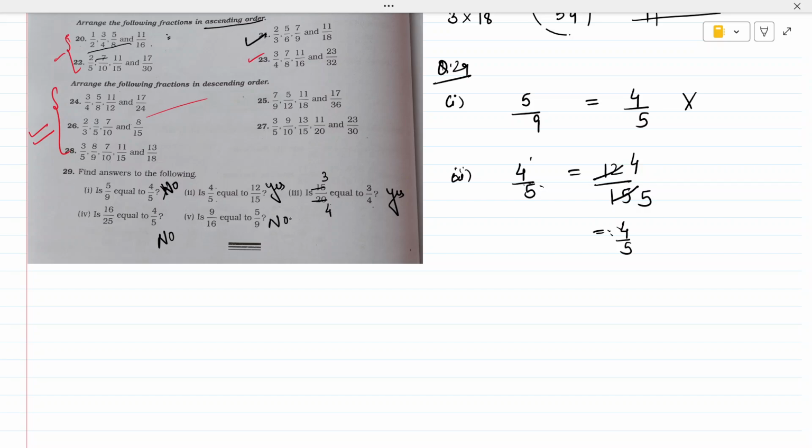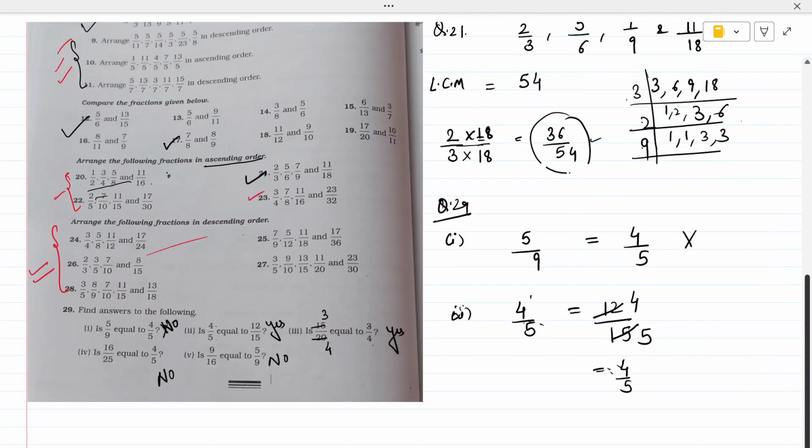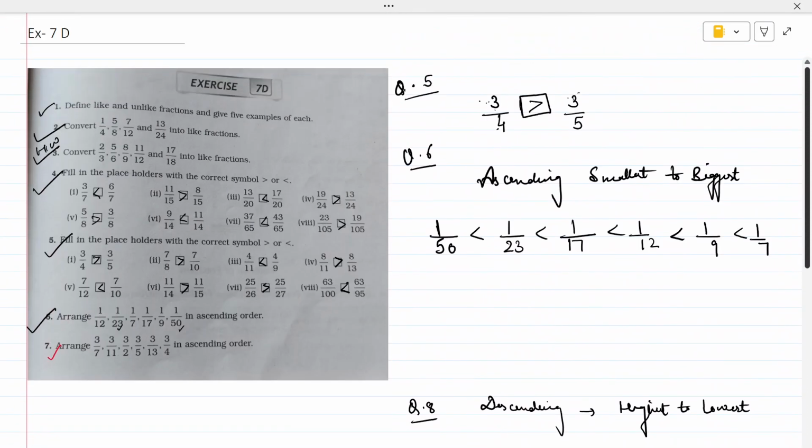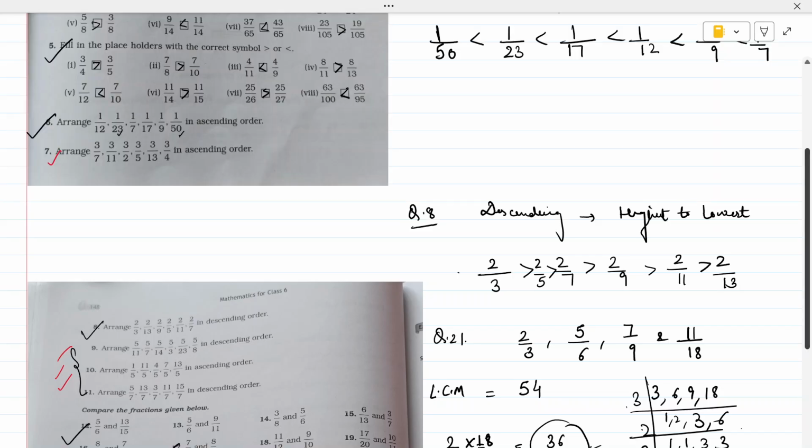So kids, now we know how we have to do these questions, and they are based upon the same thing. Just try to make the denominator same by using the LCM and find out the fractions, and write the fractions in ascending and descending order. Okay, so here we come to the end of this class, and I will see you all in the next class. Thank you.